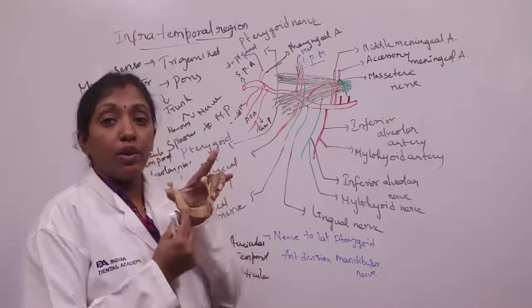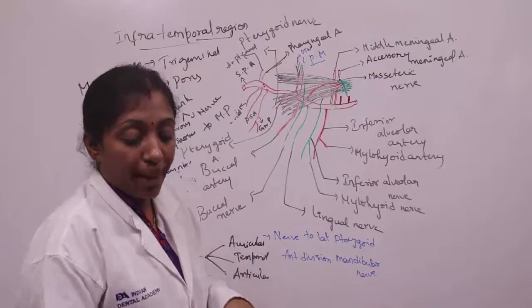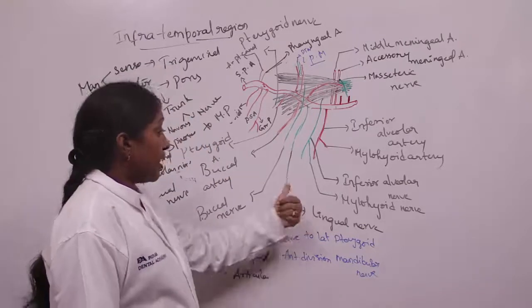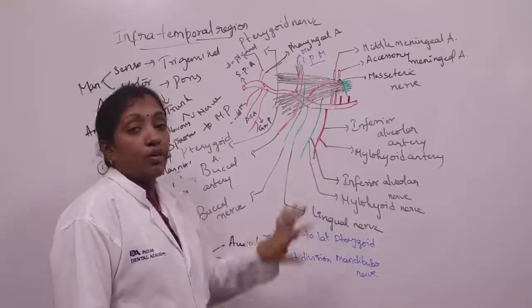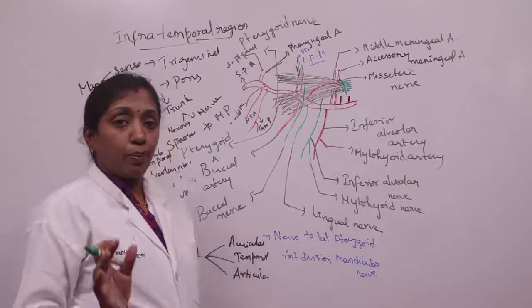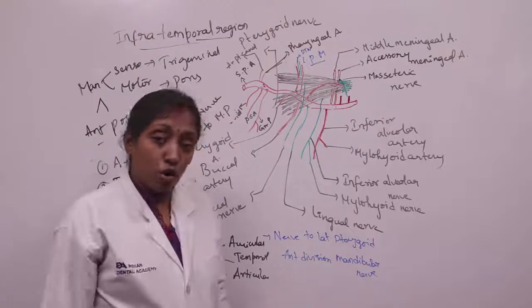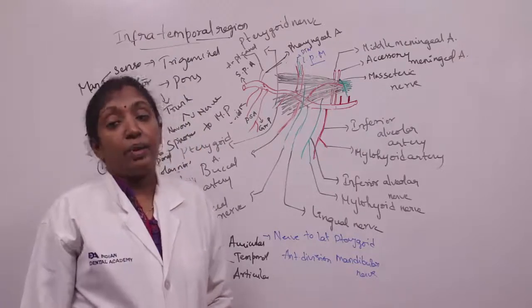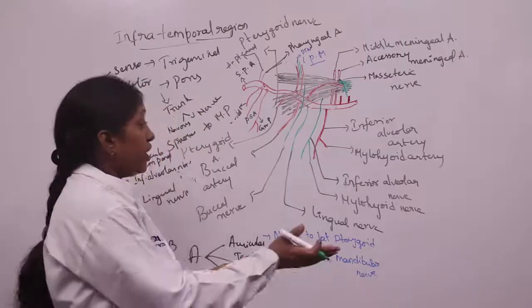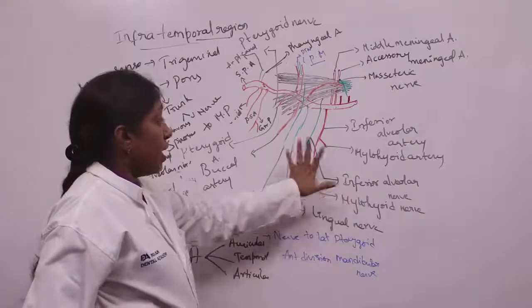Here on the medial surface of the mandible. So the mylohyoid nerve, which arises from the inferior alveolar nerve, which is the only motor part of the posterior division of the mandibular nerve, supplies the mylohyoid muscle and also the anterior belly of digastric. That's about the inferior alveolar nerve.